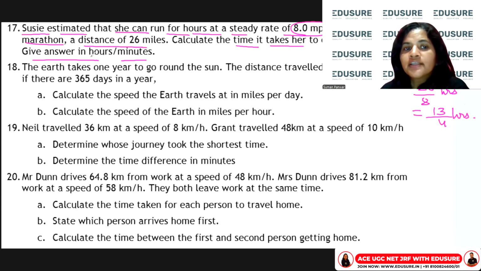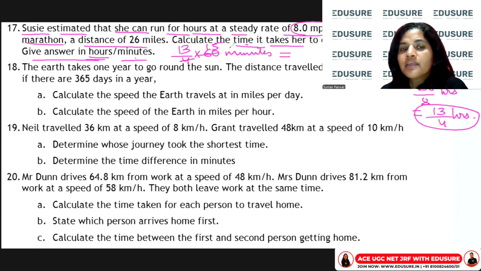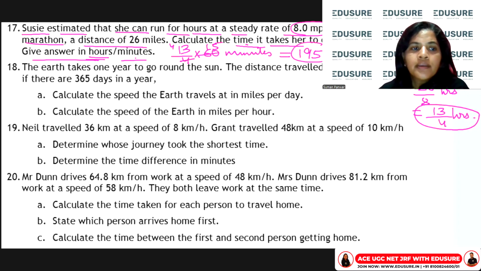And now I want the answer in hours or minutes. So the time is 13 by 4 hours, and each hour has 60 minutes. So 13 by 4 hours will have 13 by 4 times 60 minutes. So this is 15. So 15 times 13 is 195 minutes.